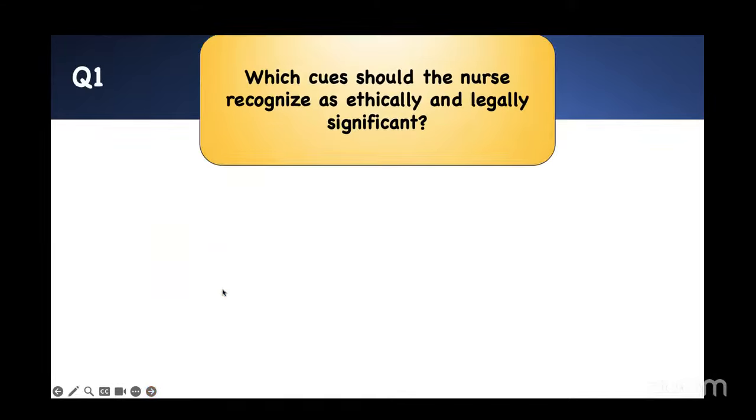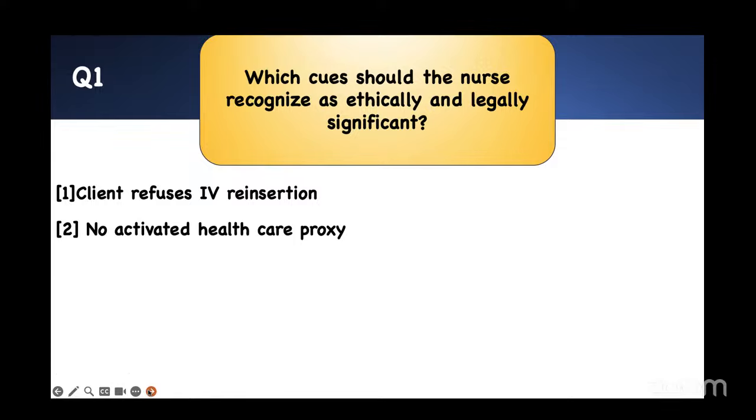Now, this is your first question. Which cues should the nurse recognize as ethically and legally significant? Based on the situation, what do you think? Client refuses IV reinsertion. Is this ethically and legally significant? No activated what? Healthcare proxy. Does that bother your situation? How are you going to manage the patient? If you know, you can put it down in the comments. Patient is full code status. Is this an ethical and legally significant situation based on the case? And then patient has history of Alzheimer's disease.